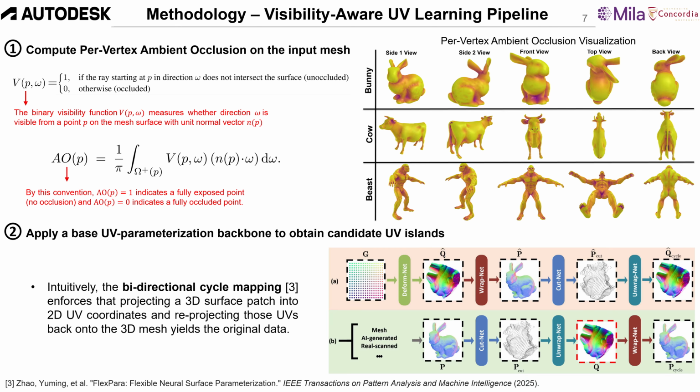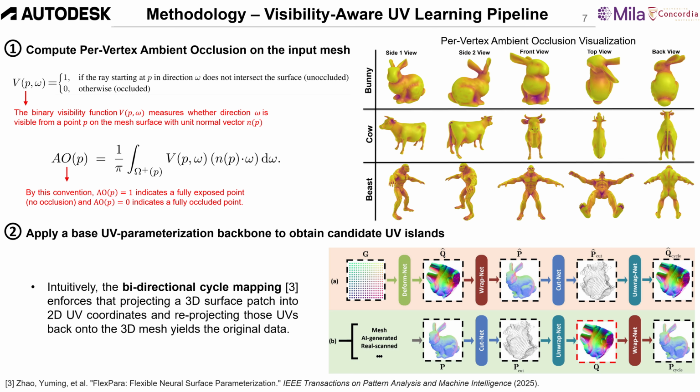So now that we have artist-friendly UV islands, what about the seams between them? To do this, we use ambient occlusion and we treat it as a visibility map. In other words, areas that are naturally darker, like under human arms, are less visible. So they are perfect places to hide seams. Our visibility-aware pipeline has four main steps.